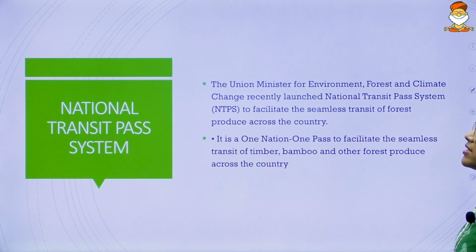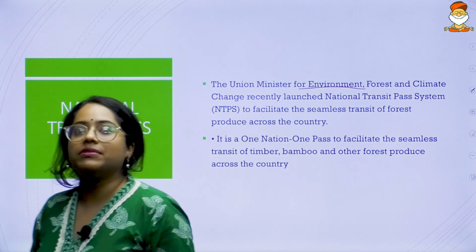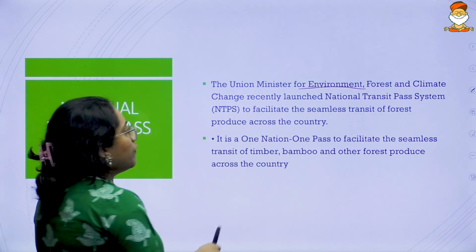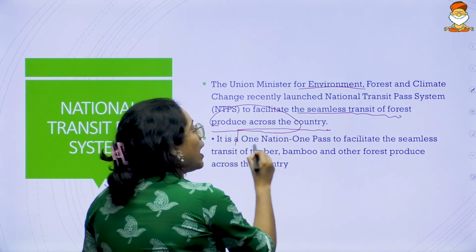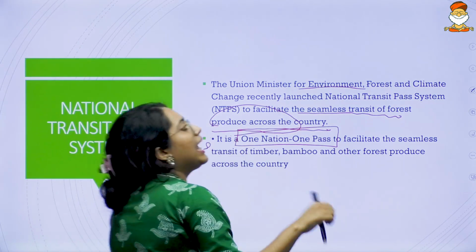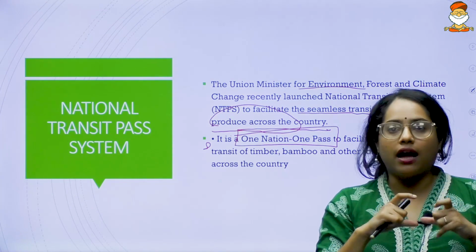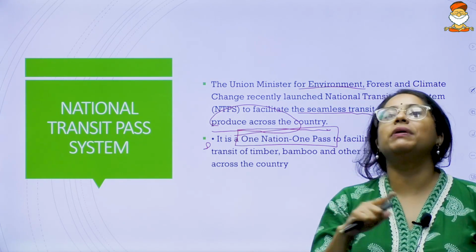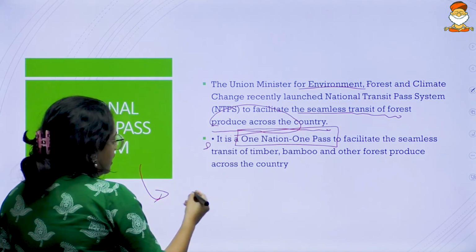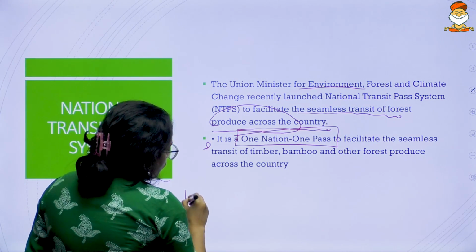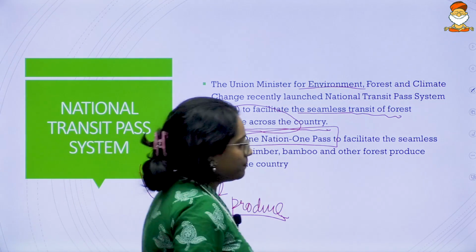There was a national transit pass system that was introduced. It was very recently launched by the Ministry of Environment, Forest and Climate Change, where whenever you have to transit forest produce across the country, you will get a one nation, one pass facility, so that any wood, bamboo, etc. that needs to pass through the country, if they are getting that transit pass, they will not have frequent checkings, there will not be delay in the movement. So National Transit Pass System is an initiative for the movement of forest produce across the country.